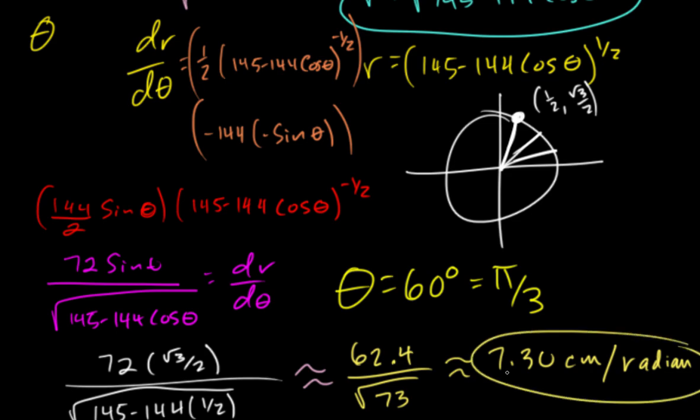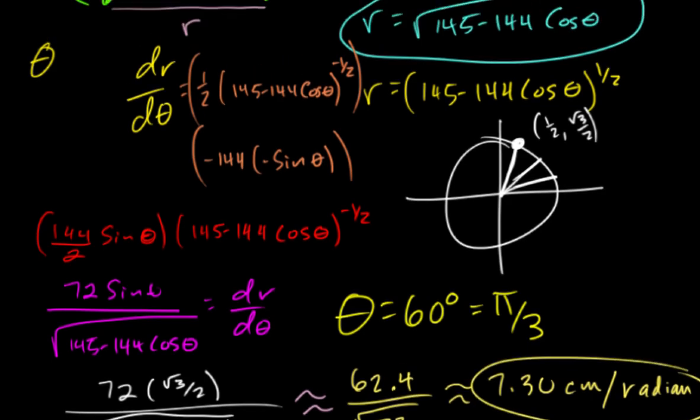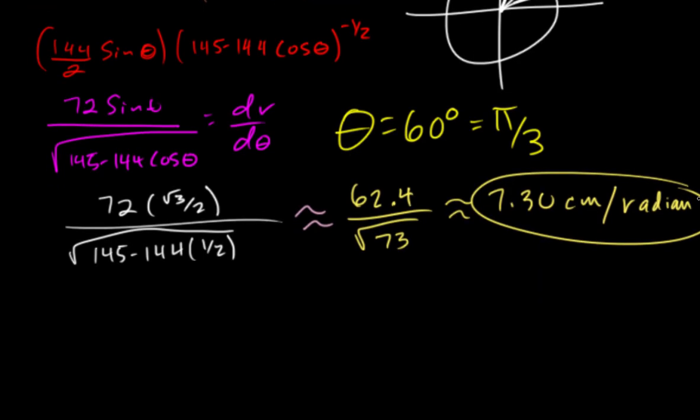And then if you happen to approach this using degrees instead of radians, we would have got 0.127 centimeters per degree.